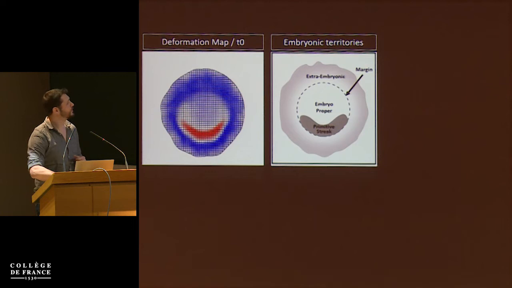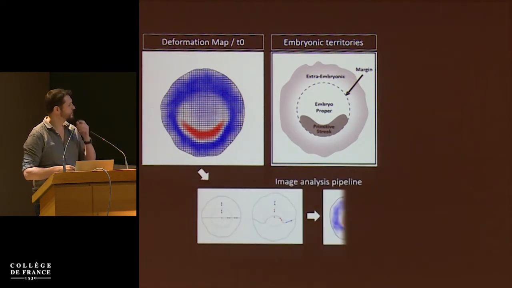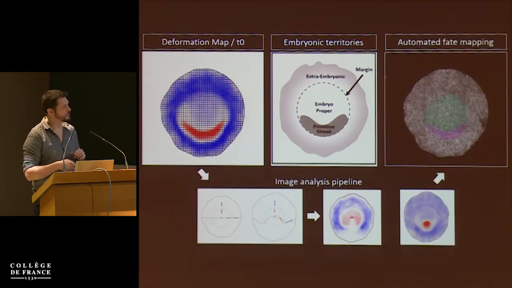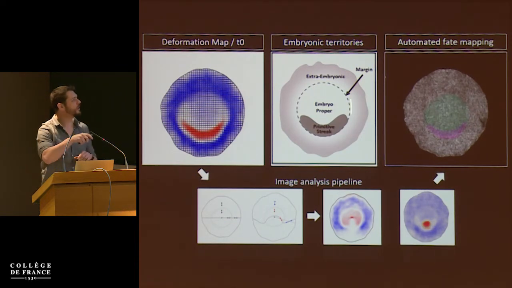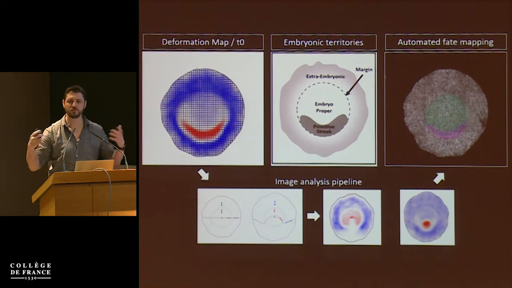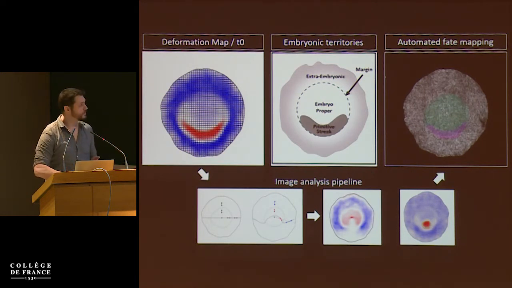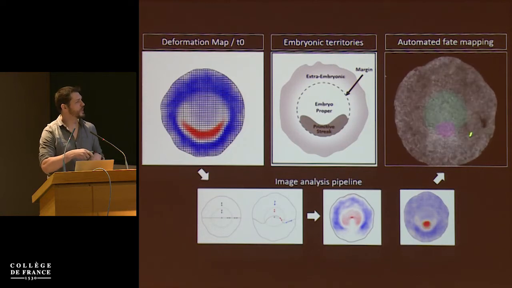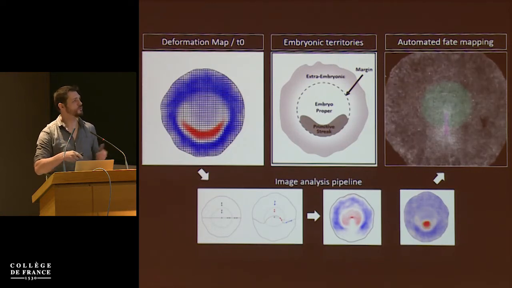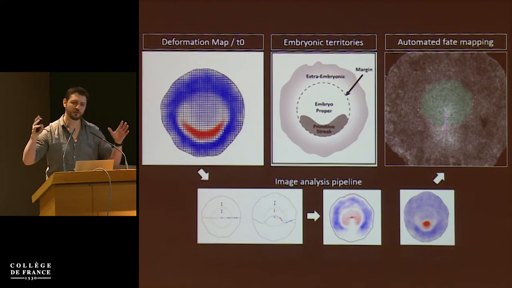What Francis did was great, because I don't have time to explain how he does that, but he designed a pipeline to detect these anatomical landmarks based solely on the tissue motion. And this is great because now we can feed the movie into the pipeline, and we can automatically detect all these territories, and we can fate map and we can track them.